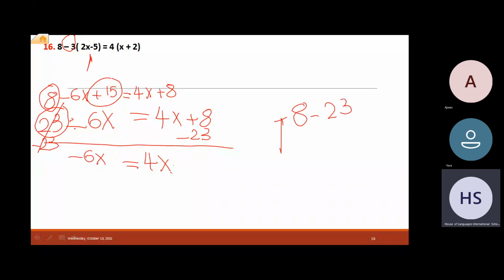What do you have to do? Keep, change, flip. First, this is positive, we say. So here, keep the first one as it is. Change the subtraction to addition. And then what is the opposite of 23? Negative 23. But teacher, it's already negative here. No, that is minus. It is 8 minus 23. Do you remember now how we subtract integers? Yeah. Then 8 plus negative 23.